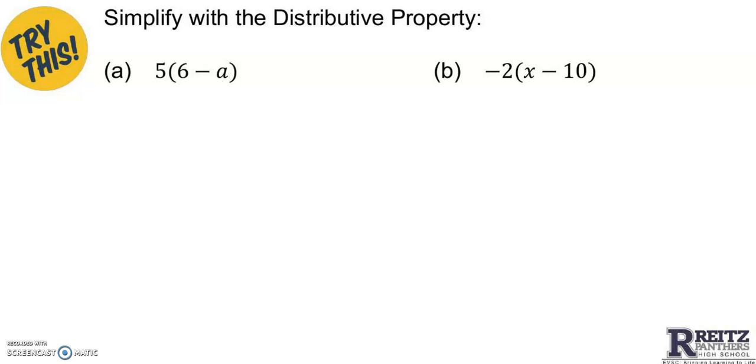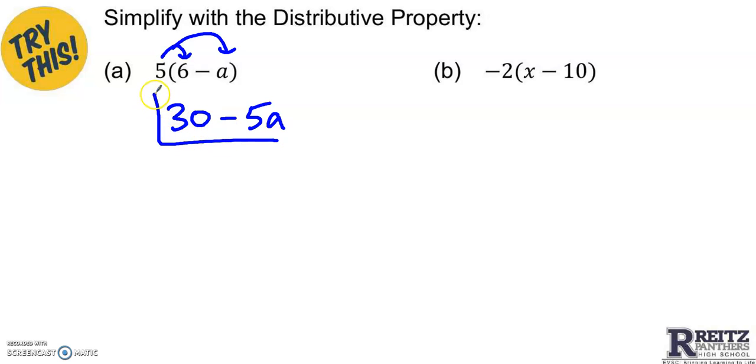All right, Panthers, you've had a chance now to try these 2. Let's see how you did. We need 5 times the quantity 6 minus a. If I distribute that, I need 5 times 6. 5 times 6 is 30. 5 times a is 5a, and I need to keep this negative sign the same. It's negative 5a. So how about an answer of like 30 minus 5a? Looks pretty good to me.